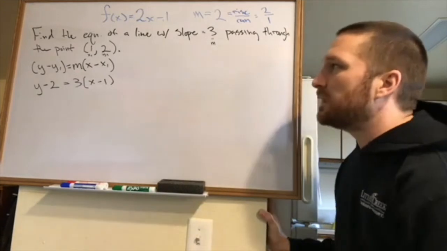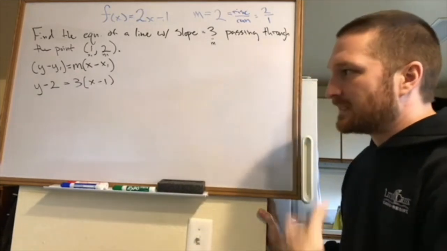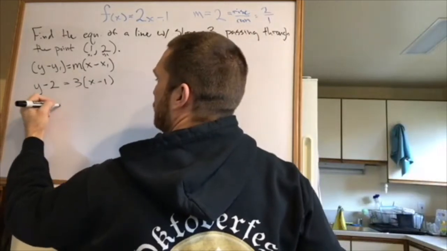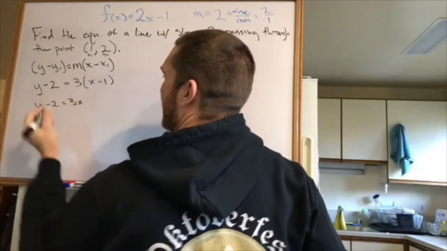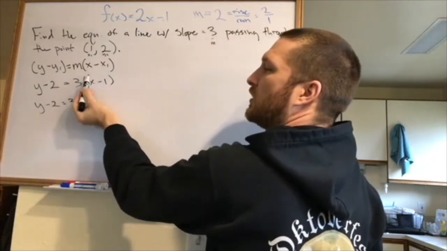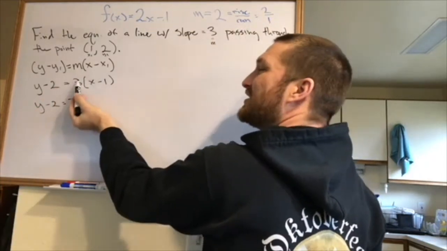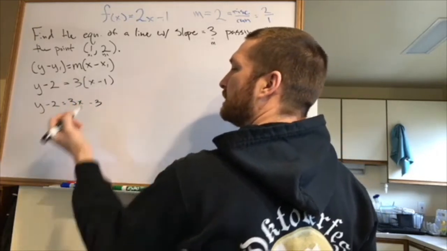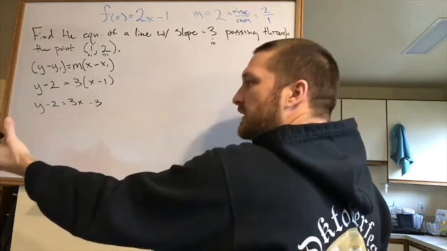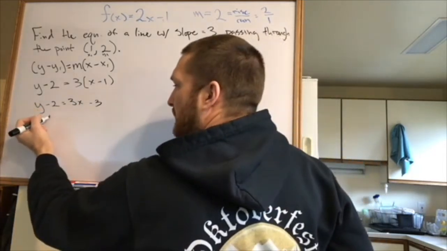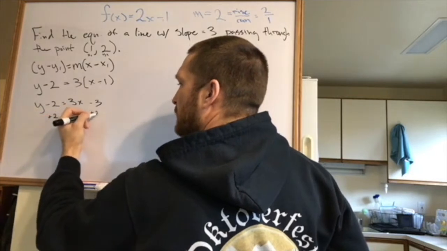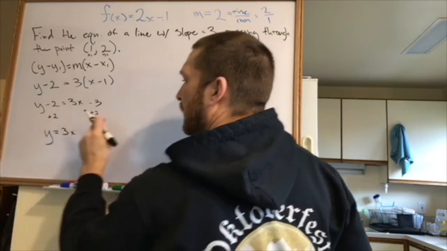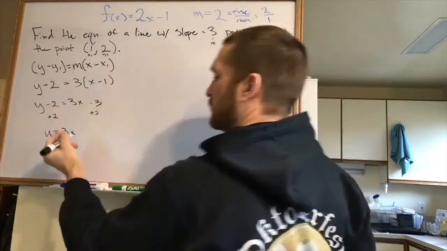It wants it in the regular form that we always do, because that's the only way it's useful. So we have to distribute that 3. We get 3x, right? The 3 jumps over the parentheses and hits the x, jumps over and hits the minus 1, to give us minus 3. I'm almost there. I now need to get that y by itself, and so I add 2 to both sides, and I get finally y equals 3x minus 3 plus 2, which is minus 1.